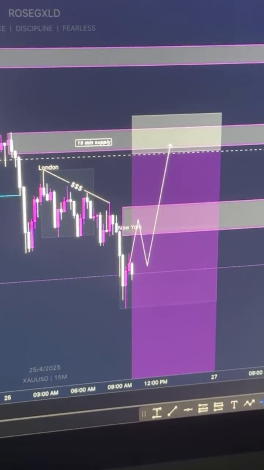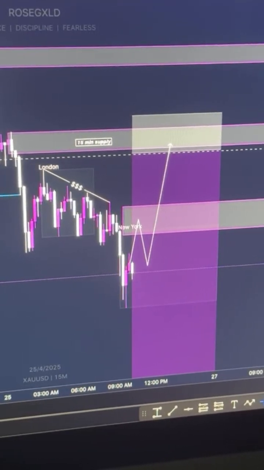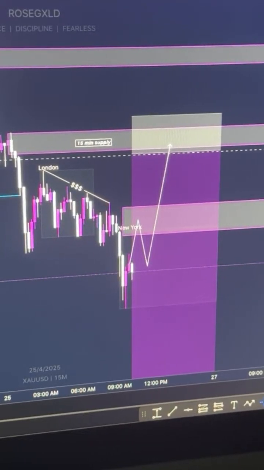So I don't have 22 pairs, bro. What do you do with 22 pairs? No, brother. Bro, so I have to ask a question. For the 22 pairs, man, when you come on the chart in the morning, do you analyze all 22 pairs?